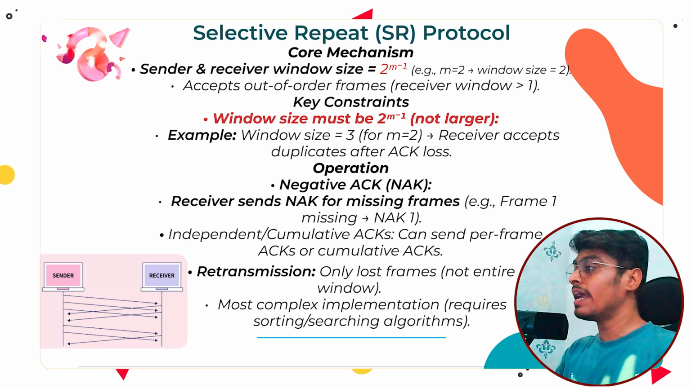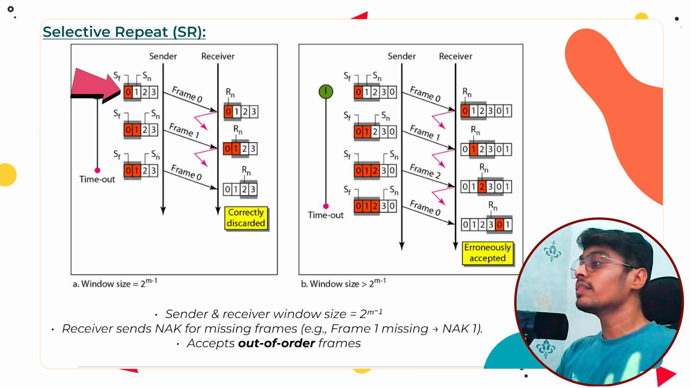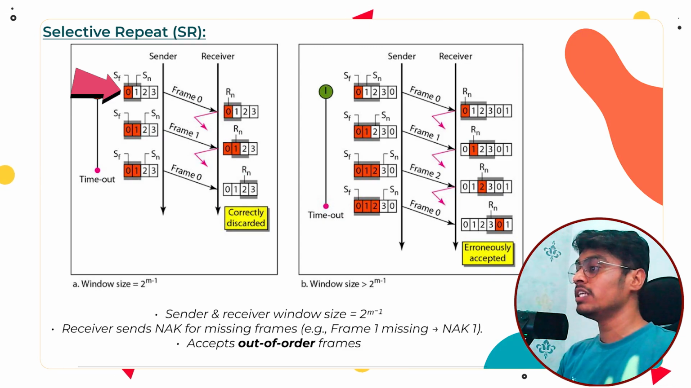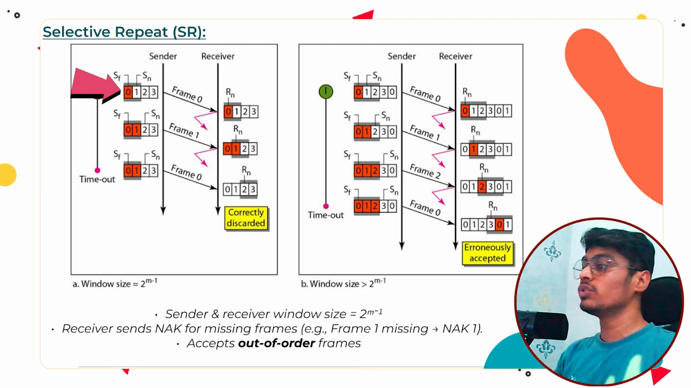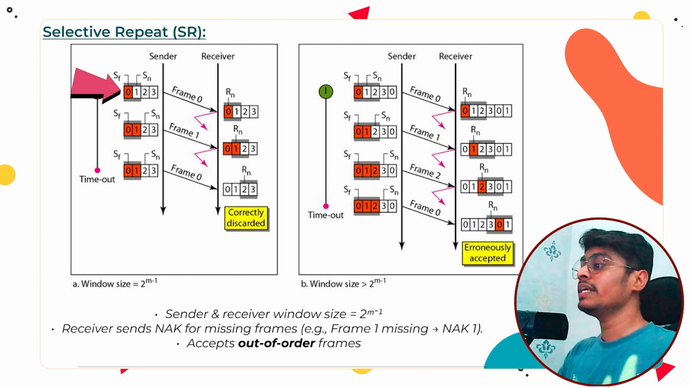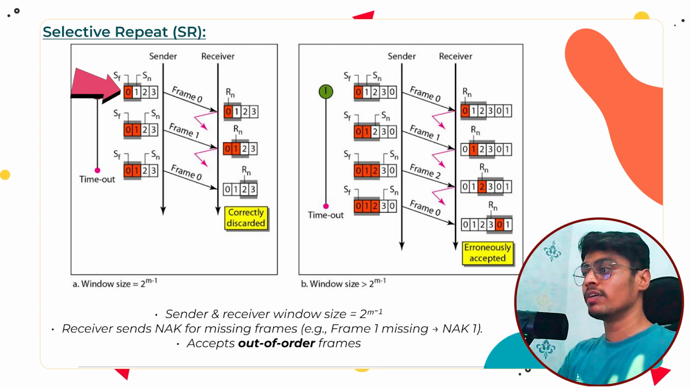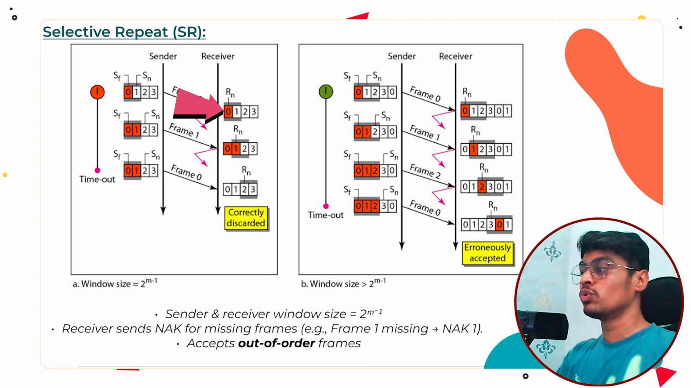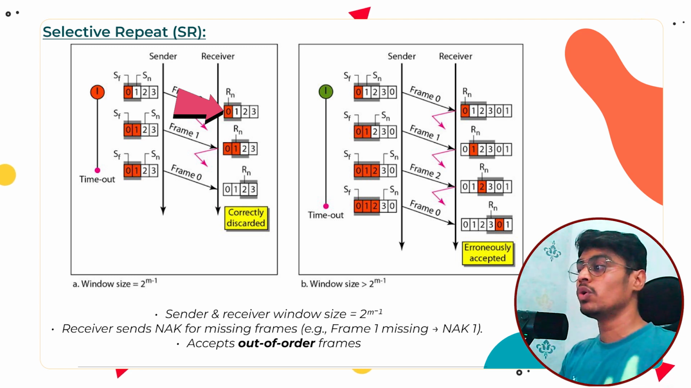Okay, let's see an example. If m equals 2, then how many sequence numbers do we have? 2^2 equals 4. So the range is 0 to 3. We write sequence numbers as 0, 1, 2, 3, then repeat 0, 1, 2, 3 and so on. The sender window size covers 0 and 1, meaning it can send 2 frames at once. The receiver window is also 2, meaning it can accept frame 0 and 1.